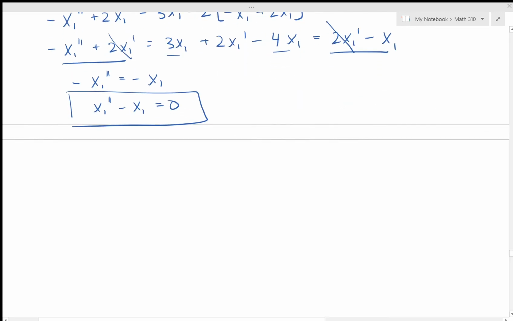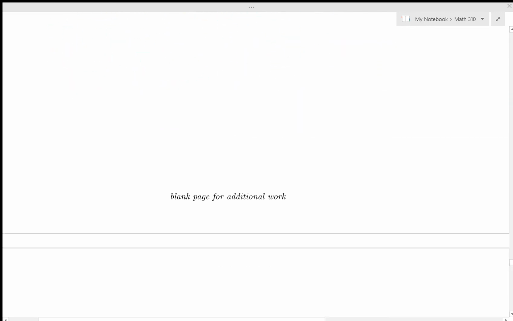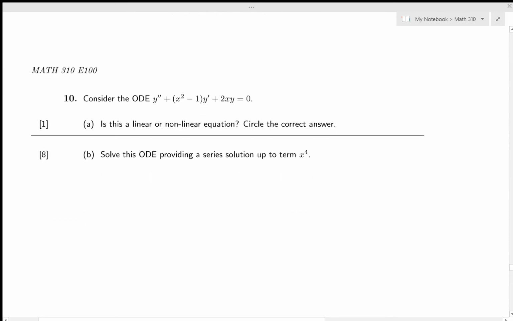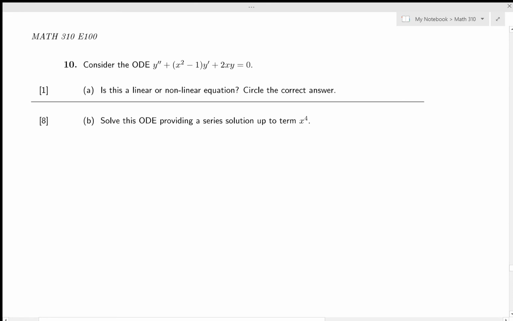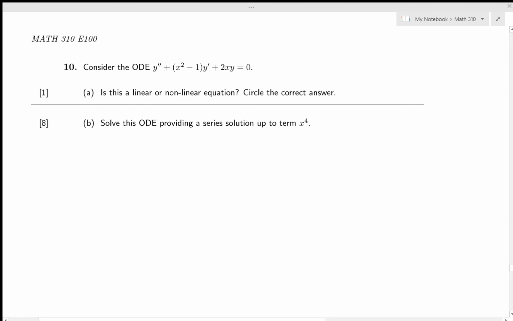Okay, we're on to the final problem. This problem is time consuming. It is a series solution. I will be asking a series solution problem on the final exam that we're having this year.